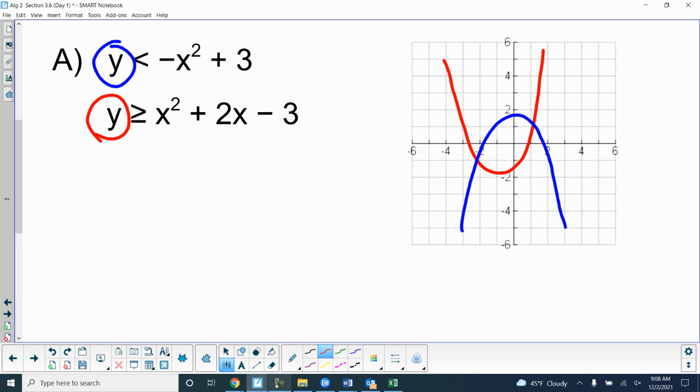All right, so for the red one, where am I going to shade since it's greater than? Above or below? Above, right? So it would be inside here. You guys with me? And then for the blue one, it says less than, so which one was that? Inside, right? And below it, because it was less than. So where would those reds and blues overlap? In here, right?